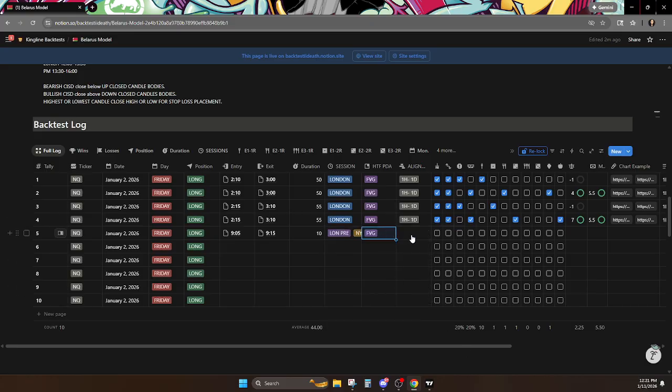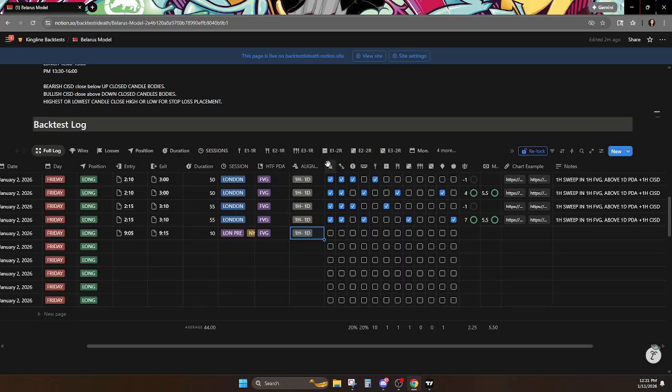And we entered in the PD array, and it would be the 1 hour daily alignment. So we did get the sweep, we did get the CISD, we were stopped out, and this is going to be entry 1 1R, entry 1 2R, entry 2 1R, entry 2 2R, entry 3 1R, entry 3 2R.